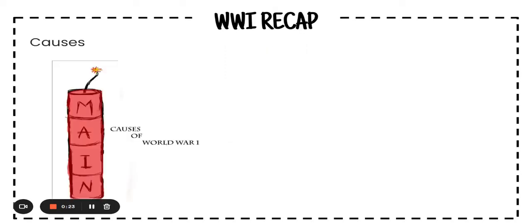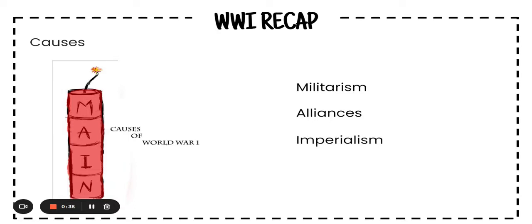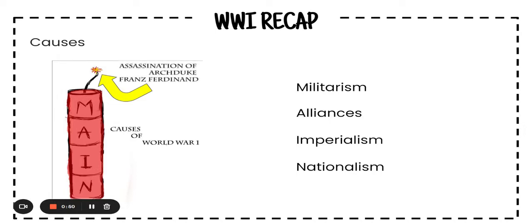So, our first question is, what are the four main causes of World War One? So we should have gotten M for militarism, A for alliances, I for imperialism, and N for nationalism. Now, our short-term cause, what was that? The assassination of Archduke Franz Ferdinand. That was that one event that happened that sparked everyone to jump into action.